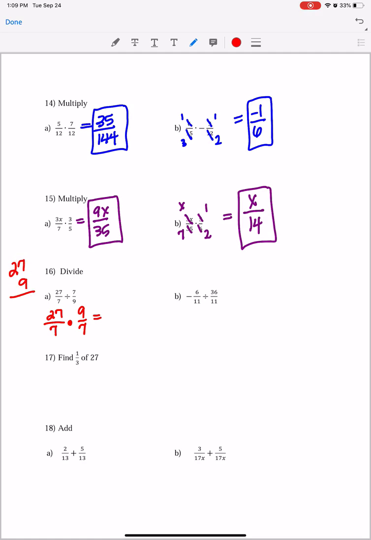7 times 9 is 63. Carry your 6. We get 2 times 9 is 18. Plus the 6 is 24. So I get 243 on the top, and then on the bottom, 7 times 7 is 49.